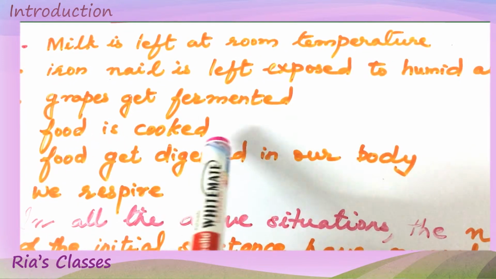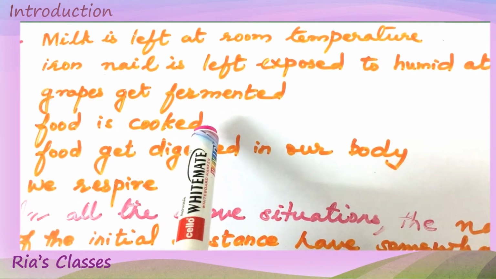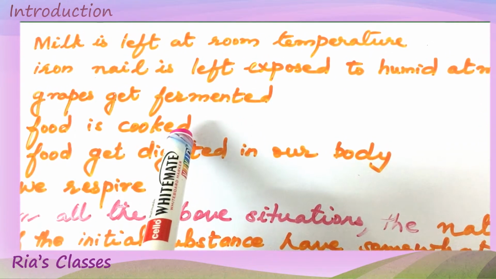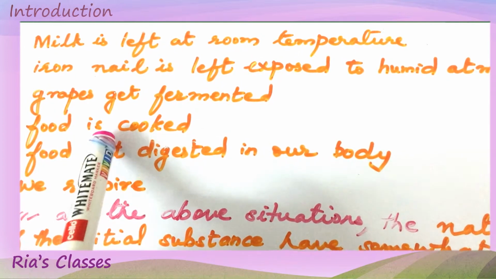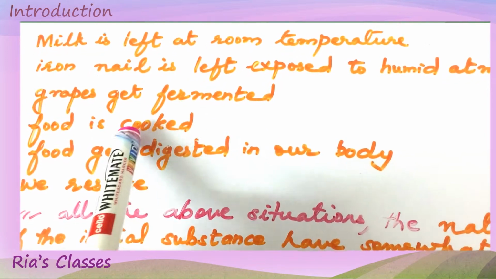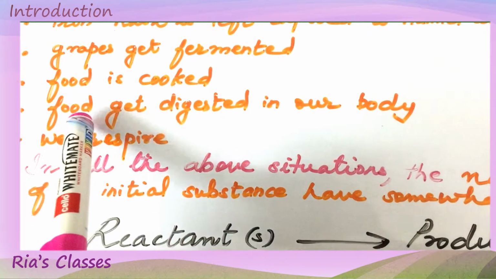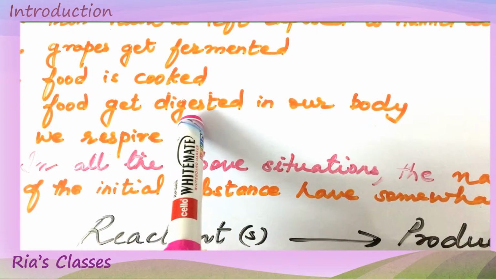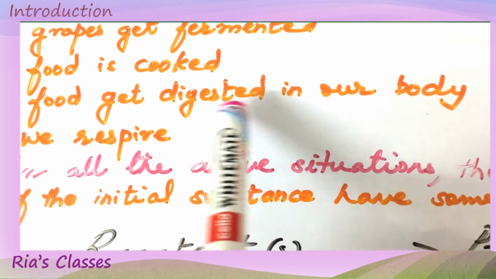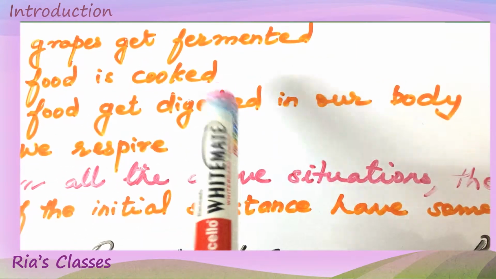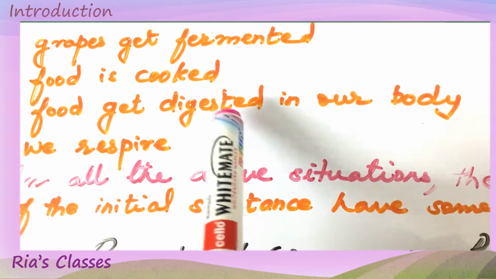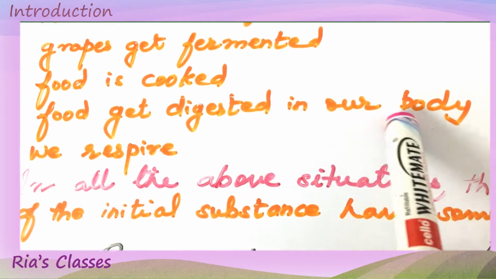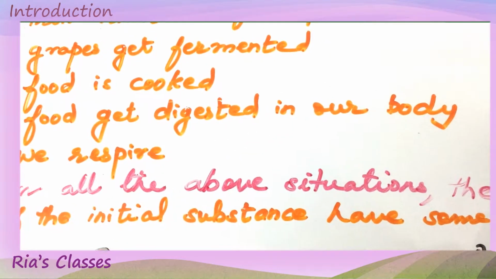What happens to the food while we are cooking it? We cook the food, for what purpose? When you cook the food, it becomes soft, easily digestible, and the taste also changes. Here also we can see certain changes taking place while we are cooking. Then, after eating, the food gets digested in our stomach as well as in the small intestine, and complete digestion takes place. During digestion, the complex food materials are converted into simpler water soluble forms. Again, certain changes take place.